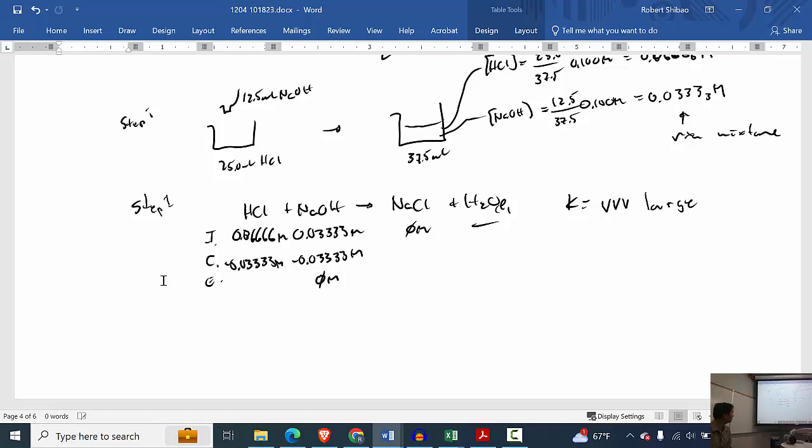What this is going to leave us with is 0.0333 molar HCl left over. And my sodium chloride is going to be 0.0333 molar here. And then I look at what's left over. What's left over is an acid and its conjugate base.